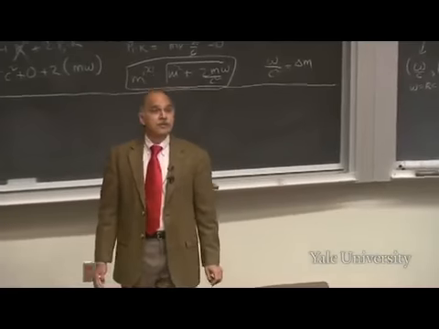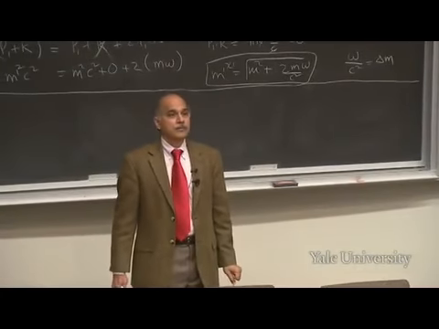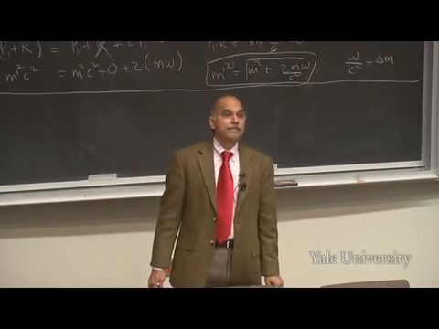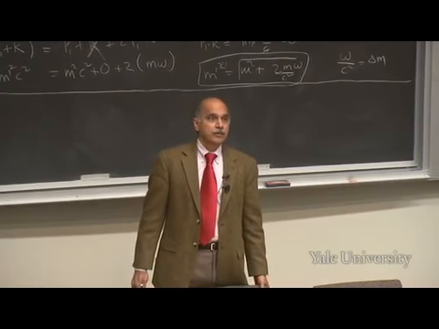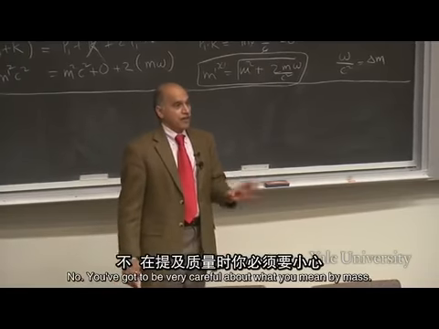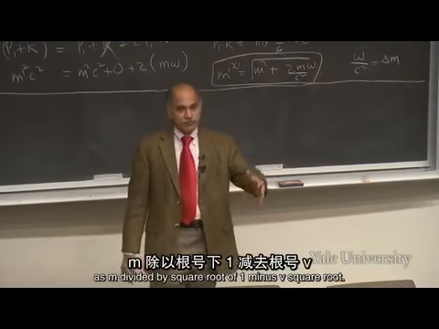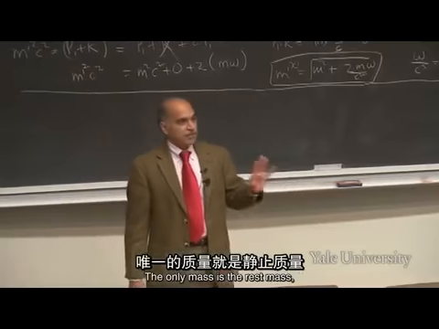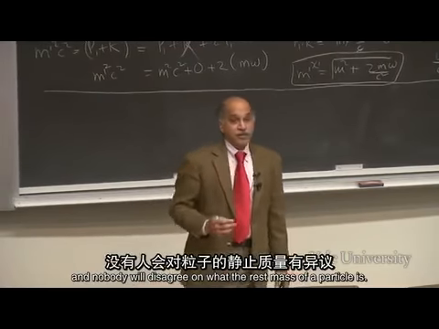Yes? In that last condition, if a rocket is observing a collision, would you also have a different mass as well? If the collision were observed from a rocket, would there be some way to see a difference in mass between stationary and moving? No. You've got to be very careful about what you mean by mass. Some people think of mass as m divided by the square root of 1 minus beta squared. I never want to take that point of view. The only mass is the rest mass. And nobody will disagree on what the rest mass of a particle is.